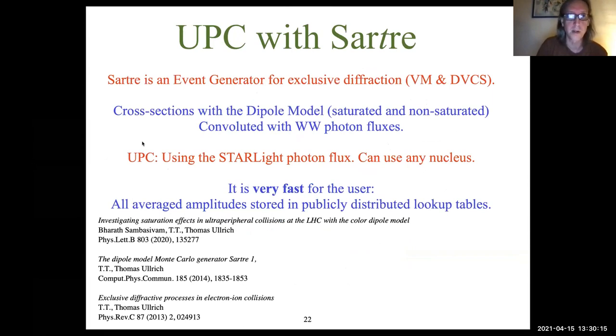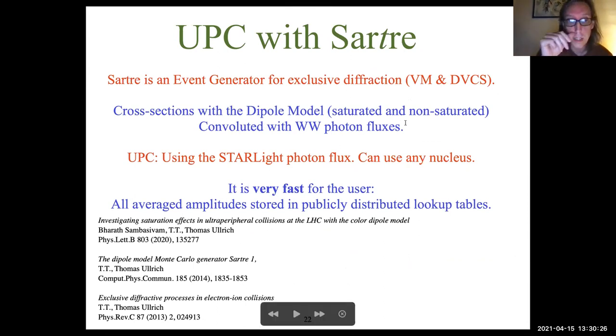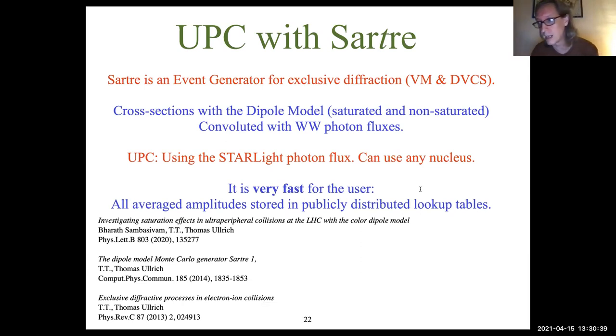So just a few words on Sartre. We do UPC, ultra-peripheral collisions, with Sartre. It's an event generator for exclusive diffraction. Cross-sections with the dipole models are convoluted with the photon fluxes, as we're using the STARlight photon flux. It can use any nucleus, and it's very fast to use for the users because all of the complicated QCD calculations are stored in publicly distributed lookup tables. And here are the references for Sartre.